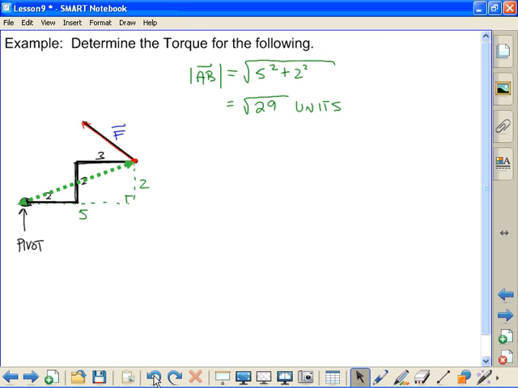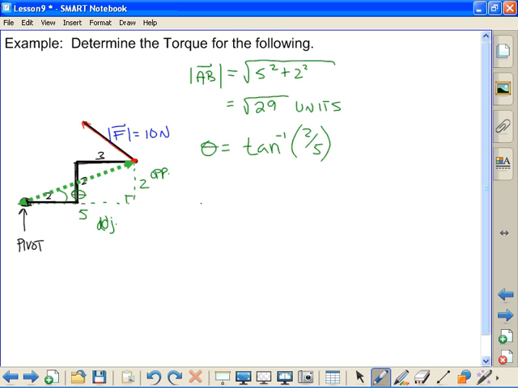I'm going to give you a value of F. So magnitude of F, let's keep it easy, 10 newtons. And we need an angle theta. So we're looking for that angle theta. So we have opposite and we have adjacent. So that means we're going to use tan. So tan inverse of opposite over adjacent. So 2/5. So there is our angle.